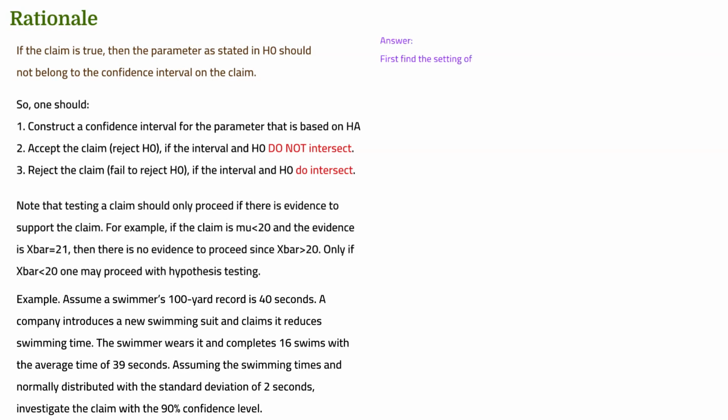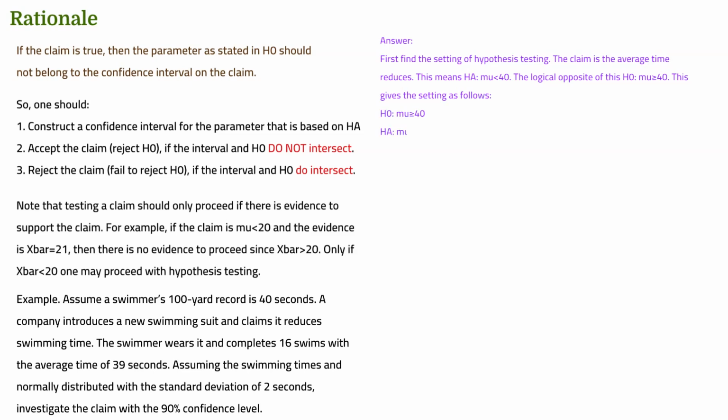Here's the answer. First, find the setting of hypothesis testing. The claim is the average time reduces. This means HA is mu less than 40. The logical opposite of that is H0, mu greater than or equal to 40. This gives the setting: H0 mu greater than or equal to 40 and HA mu less than 40.